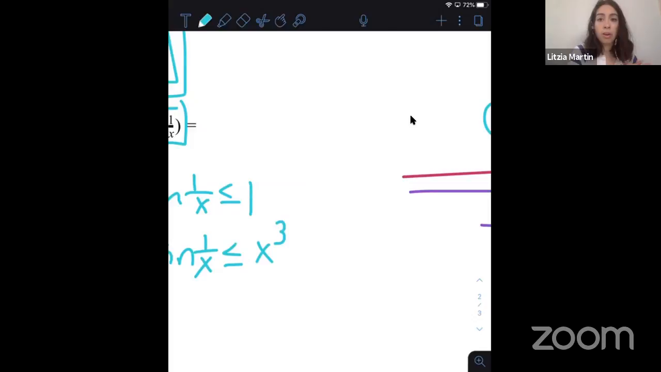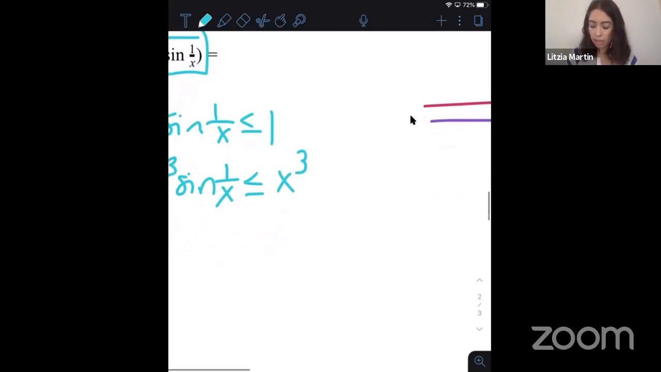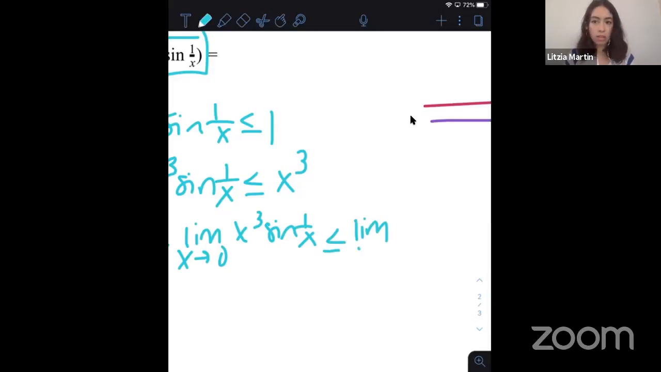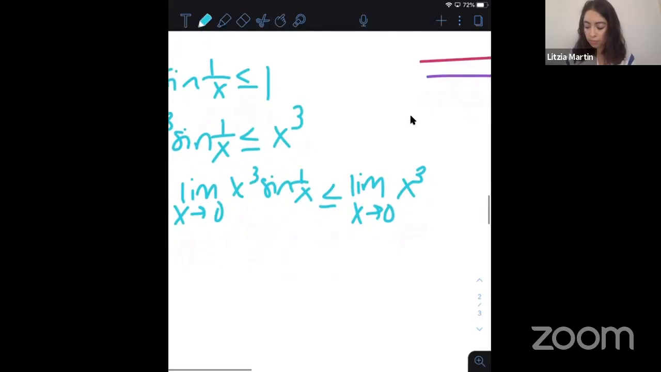So we can take the limit of this whole line here. Limit as x approaches 0 all the way through. So that you can see that in the middle, we now have the problem that we're trying to solve that we can't just yet. But on the left and the right, we have limits that we can do direct substitution. If I do direct substitution, I get 0 and 0.